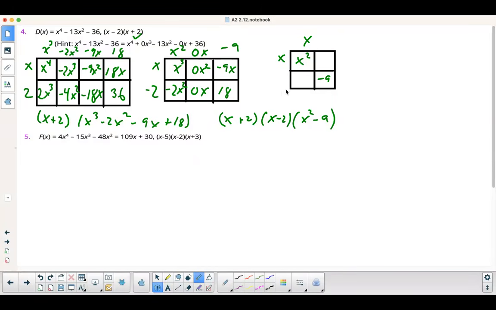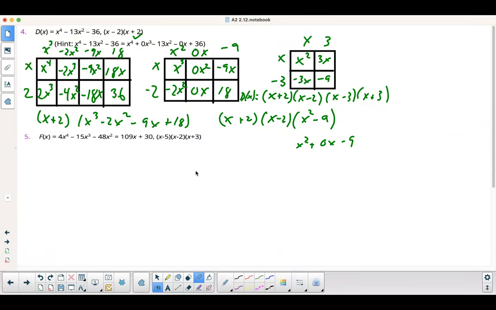I got negative 9 and 1, 1 and negative 9, or negative 3 and negative 3. Well, I need them to add up to 0, so I'm going to do 3 and negative 3. That way those two add up to 0, because we really have a 0x in here. It's really x squared plus 0x minus 9. So now I got it. It's now finally, I'll write it right above here, x plus 2, x minus 2, x minus 3, x plus 3, and that's equal to d of x. All right.